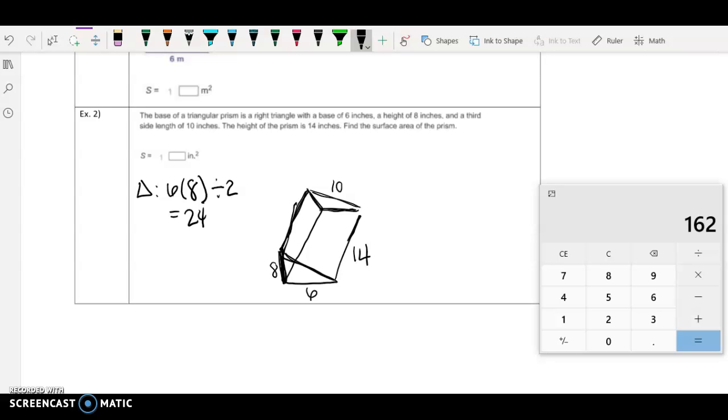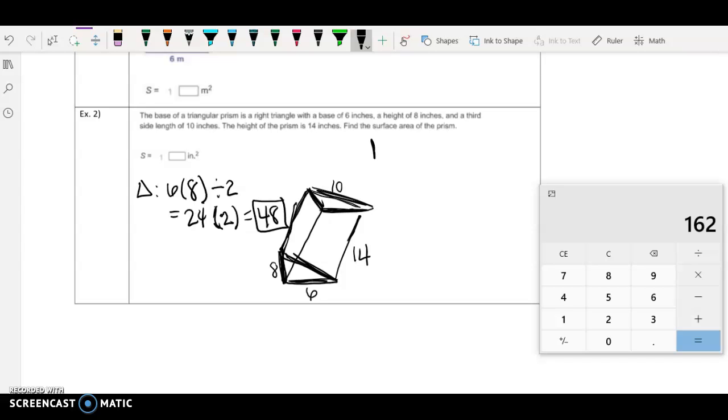And we have two triangles. We have this triangle on the bottom, but we also have the same triangle at the top. So we're going to multiply this by 2, and we actually get 48 for the area of both triangles. Now we need to find the area of the rectangles.